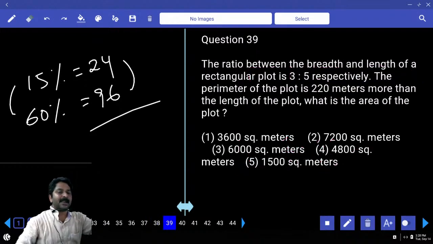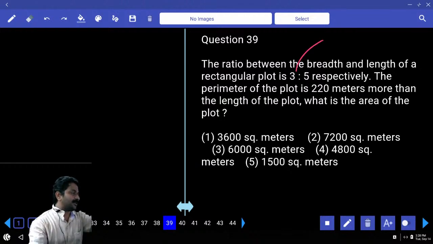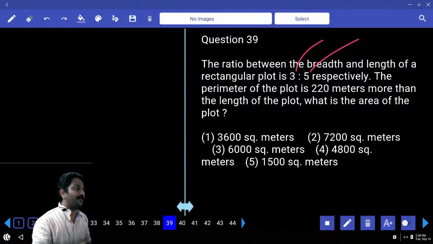The ratio between breadth and length of the rectangular plot is 3:5. So B is equal to 3 parts and length is equal to 5 parts. The perimeter of the plot is 2 times L plus B.